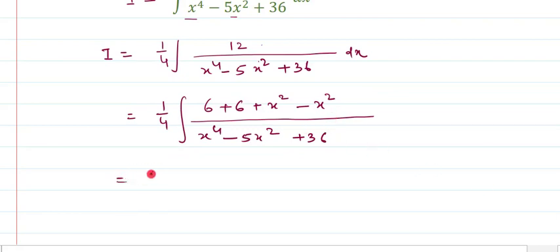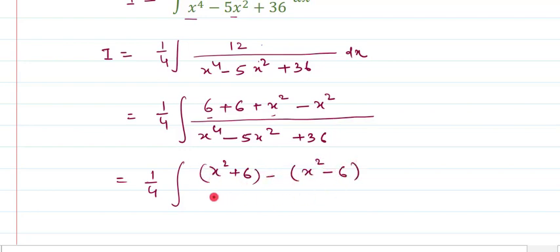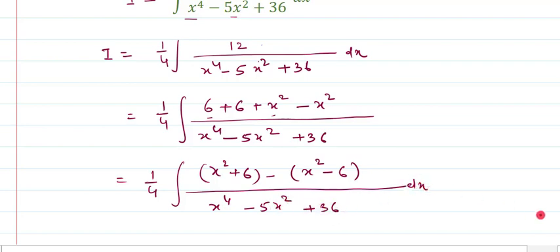Okay. So now you know very well what to do. 1 upon 4, write it once as x square plus 6, taking these two terms, and another taking the minus sign common, and we are left with x square minus 6. And in the denominator, the terms remain the same, x power 4 minus 5x square plus 36 dx.